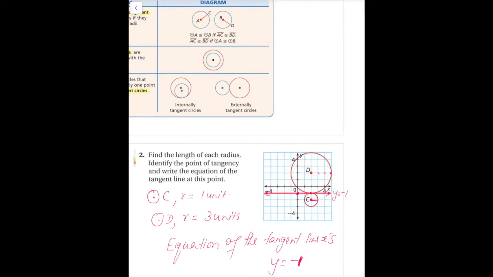Y equal to negative 1, because it goes through negative 1 and every point on that tangent line has the y coordinate equal to negative 1 and it is parallel to the x-axis.